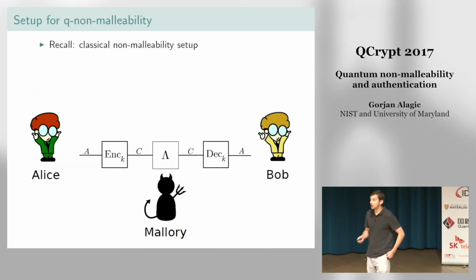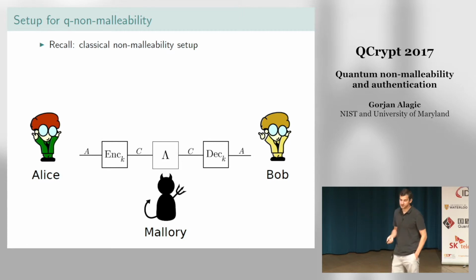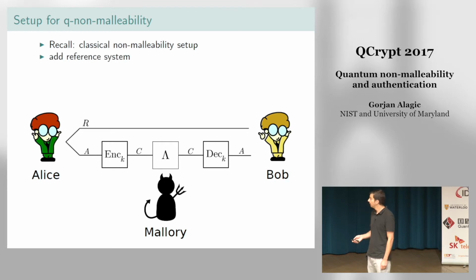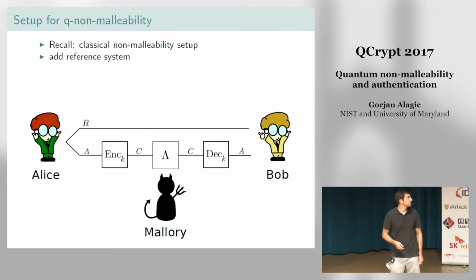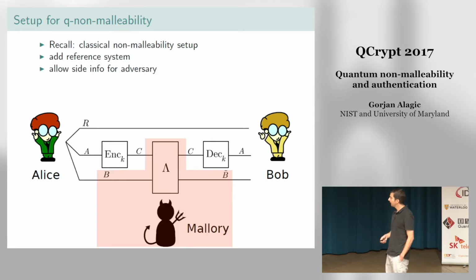Okay, so let's start from the classical setup and build up the quantum setting. Suppose we have Alice sending the original message, Bob or the bank is the recipient, and then there's Mallory, the malleability adversary, who will try to do some transformation on the ciphertext. Obviously, since we're doing quantum mechanics, we should include a reference system. That's the first obvious change. And it's also not hard to see that we should really include some side information.